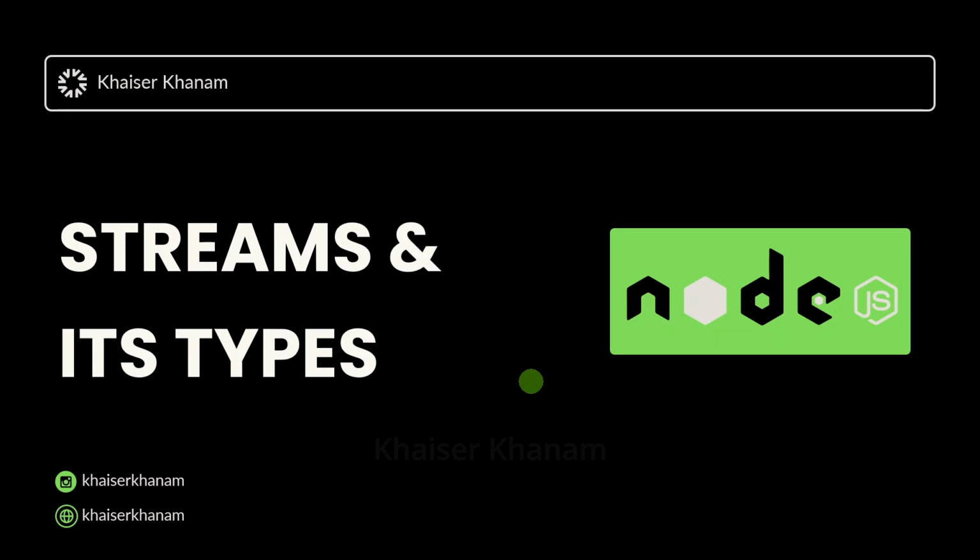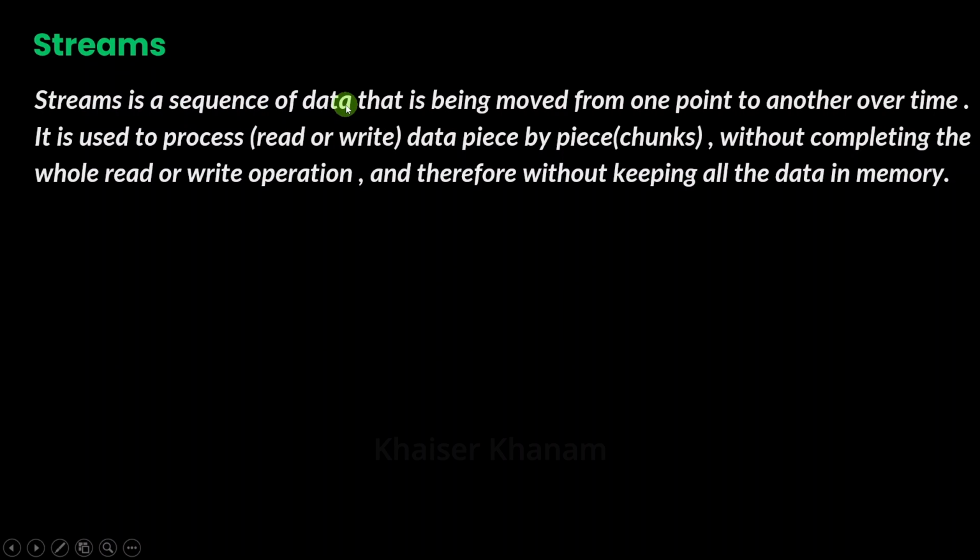Let us start with understanding what streams are and the different types of streams. First, a stream is a sequence of data that is being moved from one point to another over time. So in short, a stream is nothing but data in motion. Whatever data we have will be moved from one point to another, and it is used to process, read or write data piece by piece, and each piece is called a chunk.